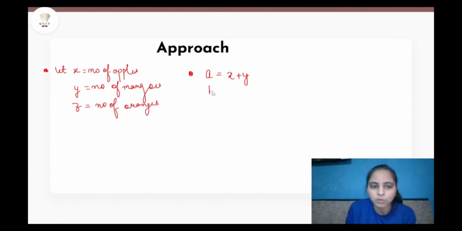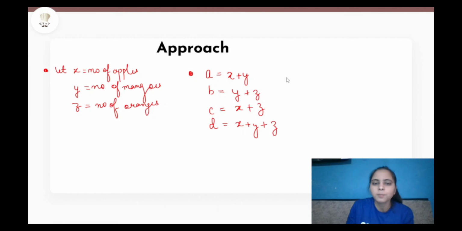Similarly, b is the total number of mangoes and oranges present in the basket. So b is the sum of y and z. And similarly, c is the sum of x and z. Now, we also have a value d, which is the total number of fruits present in the basket. That is, d is the sum of x, y and z.